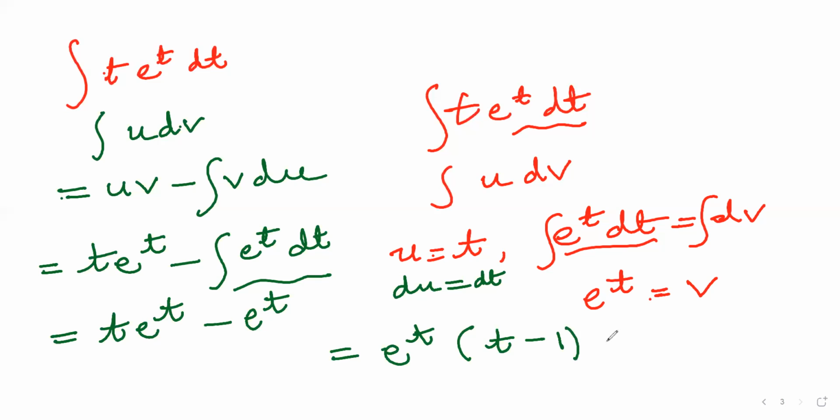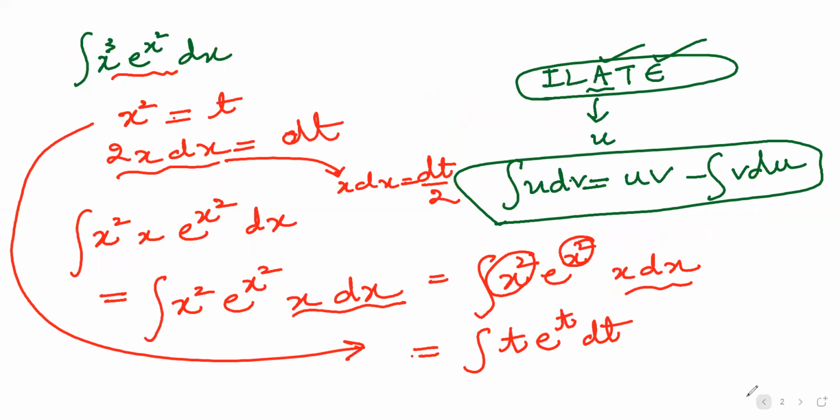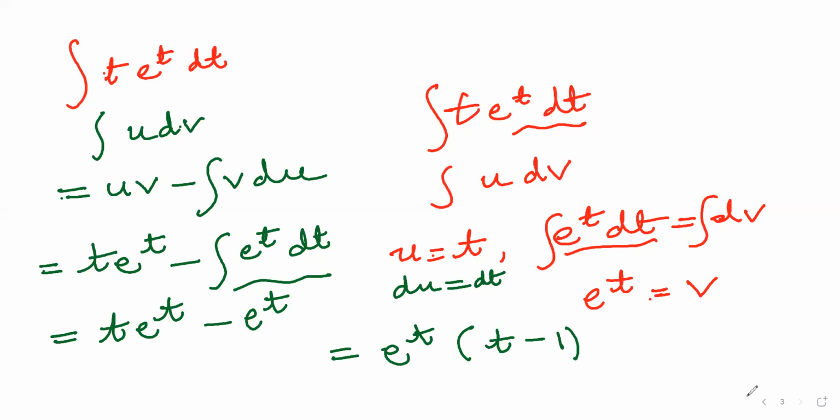And still it's not over, because go back and see what's the substitution. t is x square, isn't it? So that is e to the power x square into (x square minus 1) plus c. Do not forget your constant of integration, because this is indefinite integration.